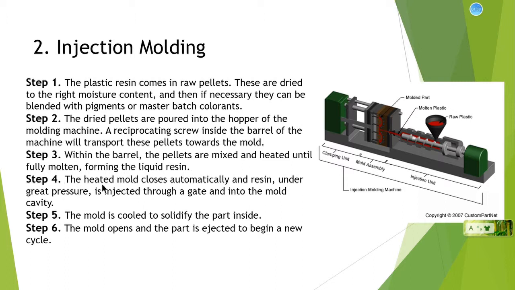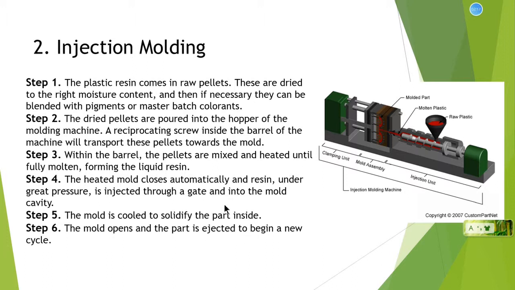Step 4. The heated mold closes automatically and the resin under great pressure is injected through a gate and into the mold cavity. Step 5. The mold is cooled to solidify the part inside. It also means cooling the temperature. Step 6. The mold opens and the part is ejected to begin a new cycle.